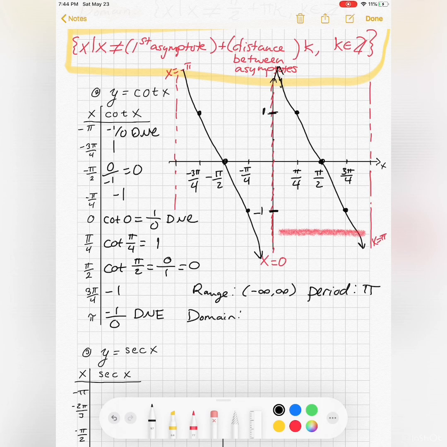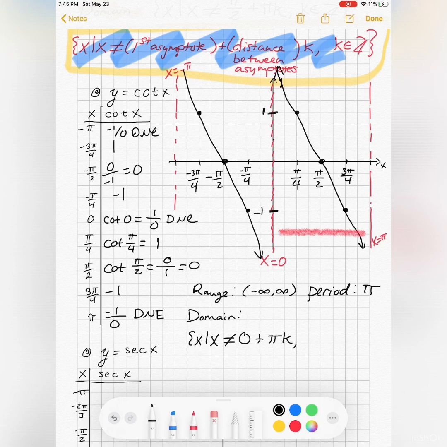Domain, I'm going to use my template. This template. Useful one, right? So set of all x, x does not equal. In this case, I'd say the first asymptote is 0. Distance between the asymptotes is pi. Say k is a whole number.